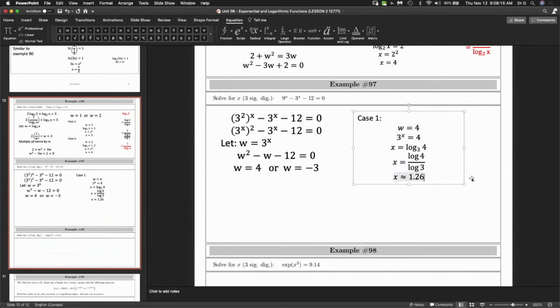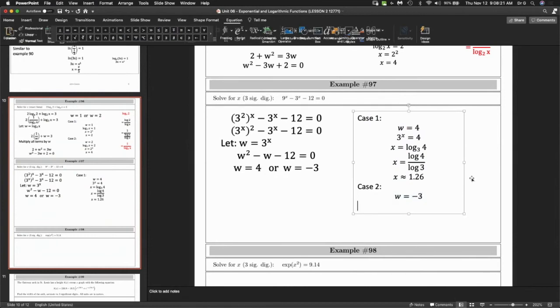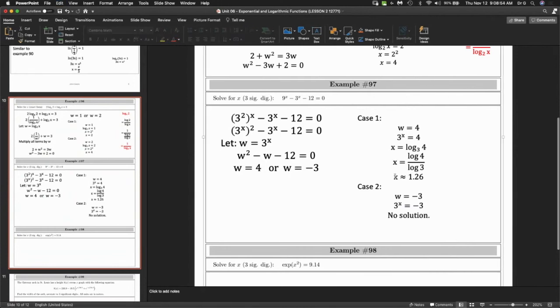The second case is not so promising. With w equal to -3, you have 3 to the x equals -3. Now, although the right-hand side looks like 3, it's -3, so it's not actually a power of 3. And this is an impossible situation. So there's only one answer to the question, which is 1.26. And that's it.